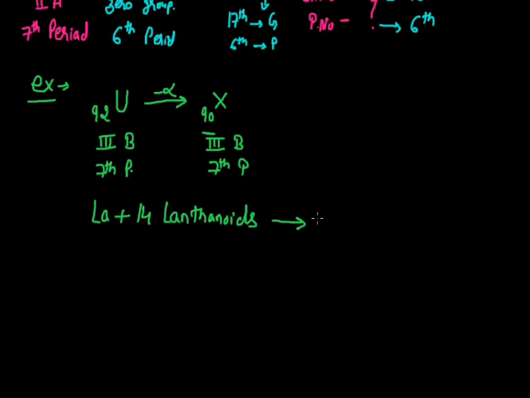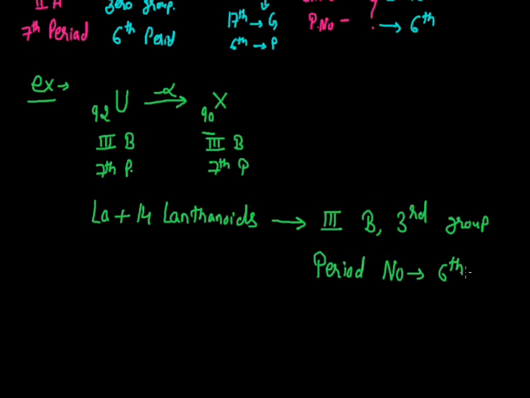These 15 elements are placed at the same position in the periodic table. The group number is the 3rd B group, or the 3rd group, and the period number is the 6th period. Same if I talk about actinium followed by 14 actinoids, then all these 15 elements again have the same position.